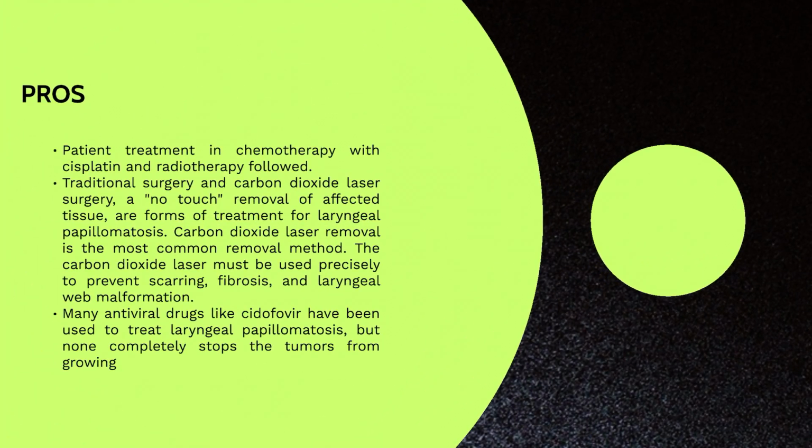Pros and cons. Pros. Treatments such as traditional surgery, carbon dioxide laser surgery and no-touch removal of affected tissue are forms of treatment for laryngeal papillomatosis. Carbon dioxide laser removal is the most common removal method. The carbon dioxide laser must be used precisely to prevent scarring, fibrosis, and laryngeal web malformation. Many antiviral drugs, like cidofovir, have been used to treat laryngeal papillomatosis, but none completely stops the tumors from growing.